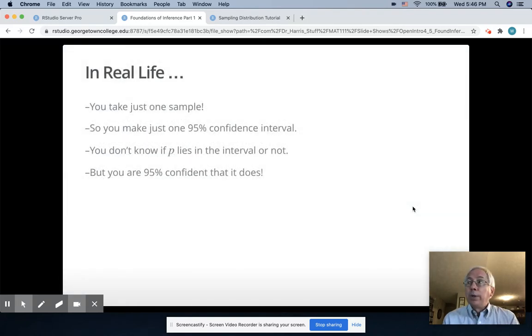Of course, we don't in real life take many samples. We just do one. So we're just going to construct one interval. We don't know for sure whether or not the population proportion lives in the interval, but we are 95% confident that the interval does contain the proportion.